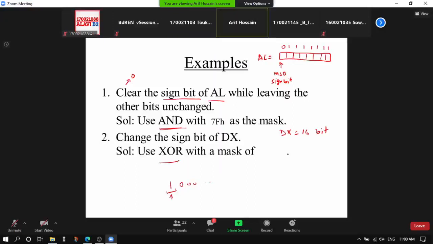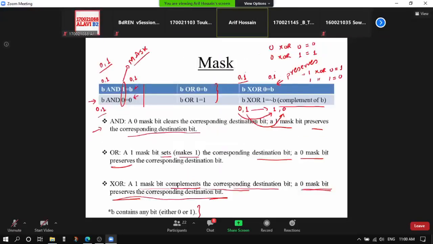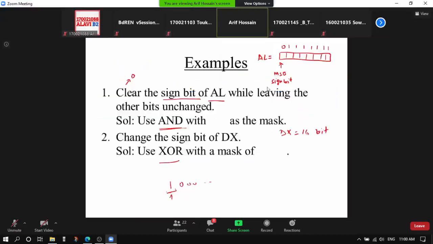Okay, fine. Anyway, I'll take your answer. So let me go to the previous slide. See what happens with XOR operation. If you provide 1, it complements the bit. That was your explanation. That is correct. You need to provide 1, and for preserving the bit you need 0. So that's why the answer is 1 and rest of them will be 0. So if you convert that, you will get 8000H.